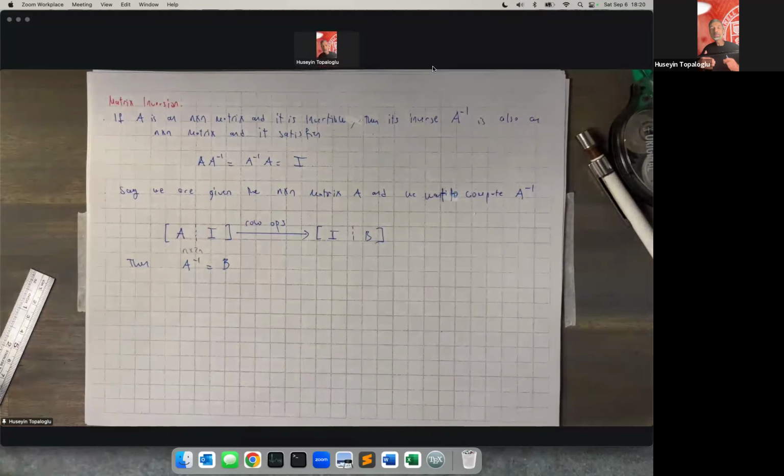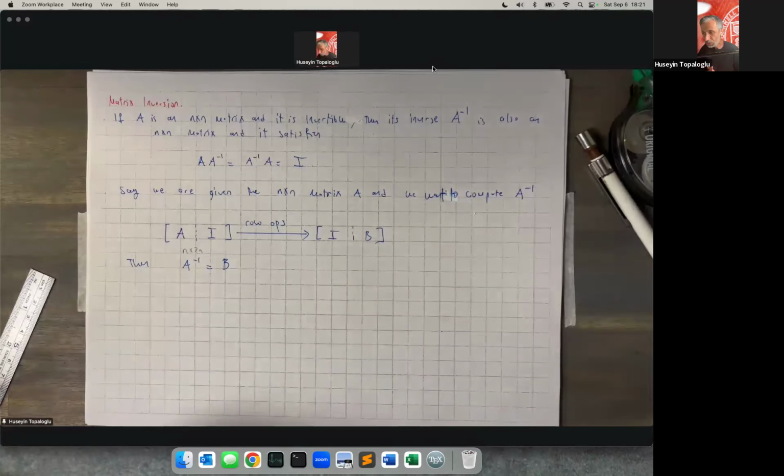Okay. And what do we mean by applying row operations on a matrix? Applying row operations on a matrix means multiplying the row of a matrix by a constant, or multiplying the row of a matrix by a constant and adding it onto another row. Okay, so those are the row operations.